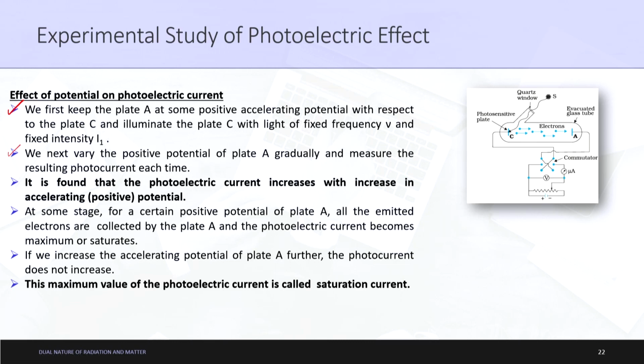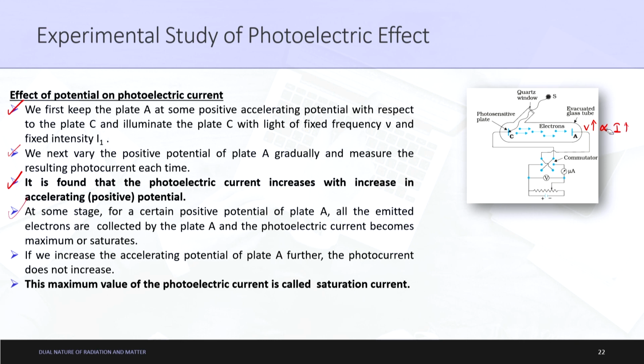Now, it is found that the photoelectric current increases with the increase in the accelerating, positive potential. What does it try to say? Even if we make this relative potential more and more positive, the current also increases simultaneously in a linear manner. At some stage, for a certain positive potential of plate A, all the emitted electrons are collected by plate A and the photoelectric current becomes maximum, or saturates.